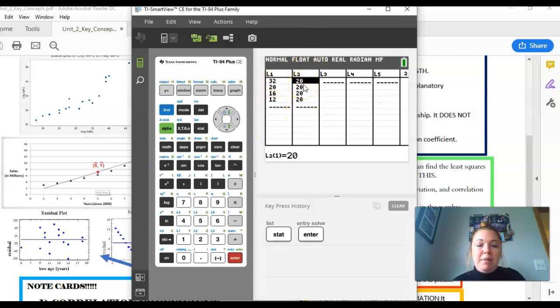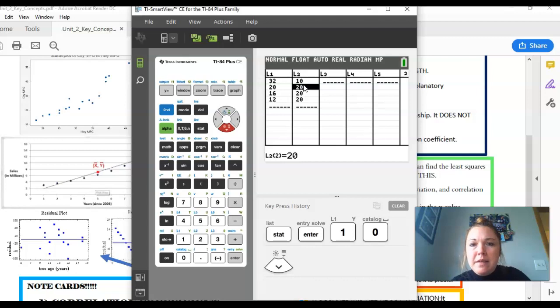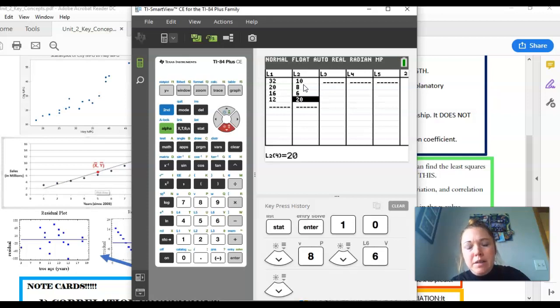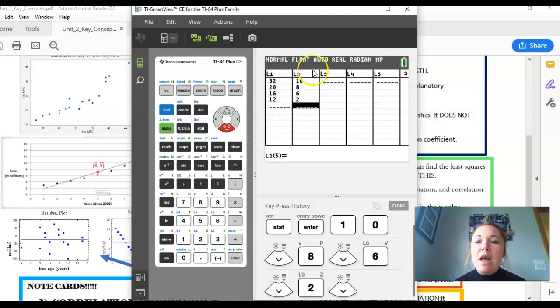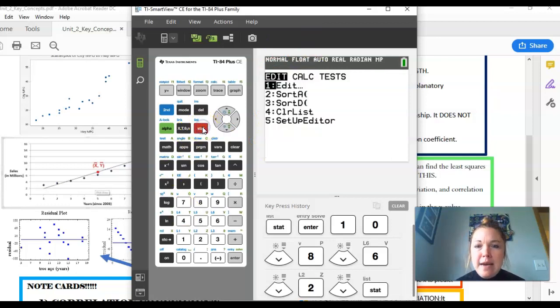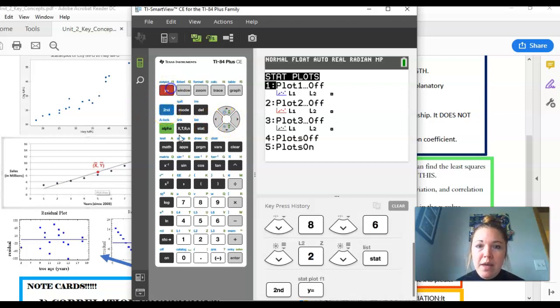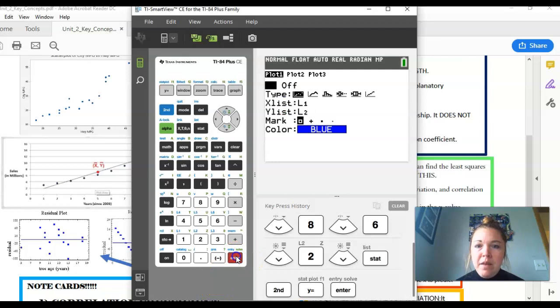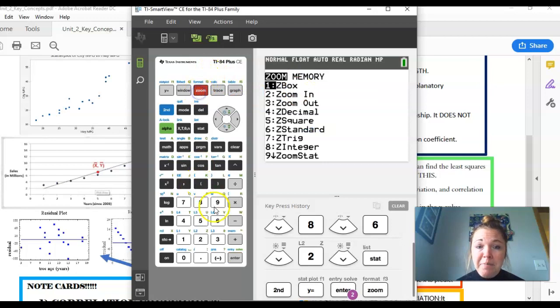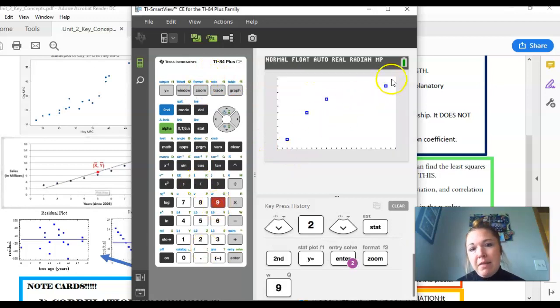So I don't want to change that to 20, but let's say 10, let's make this 8, let's make this 6, and let's make this 2, okay? So I have this L1 and this L2, and I'm going to go to stat and look at the scatter plot first. I hit second y equals, I hit enter on, and it's on my scatter plot right now. I go to zoom and 9, and you can see my scatter plot there, okay?